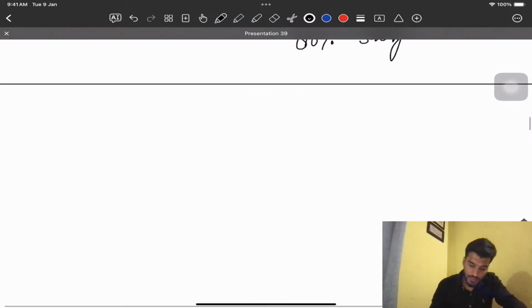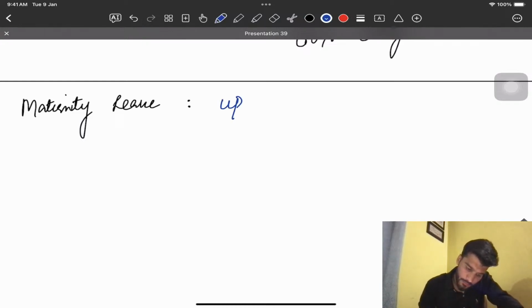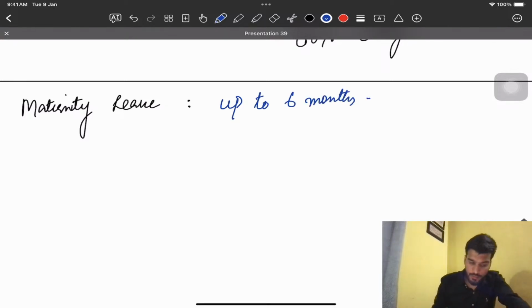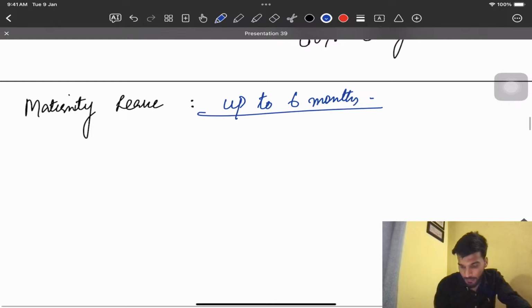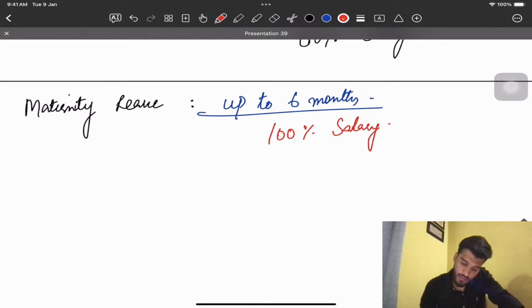If I talk about maternity leave, maternity leave will be given up to 6 months. And the salary in this 6 months period, under the ESI Act, will be 100% salary.